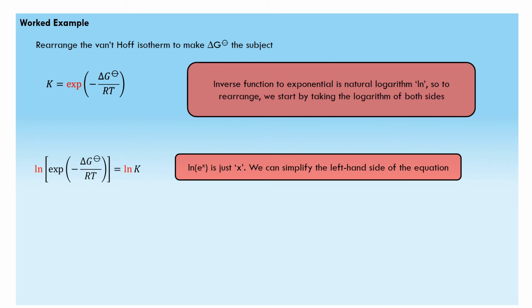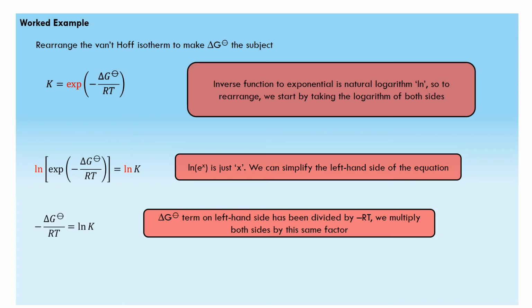Now, we take the natural logarithm of an exponential function, and that is equal to x here. So you can see that I remove that natural logarithm by simplifying the left-hand side of the equation. I've taken the natural logarithm of both sides. The natural logarithm of e to the x, or in this case, the exponential of minus delta G over RT, is equal to just x, where x is minus delta G over RT. And I remove the exponential function from the left-hand side of the equation.